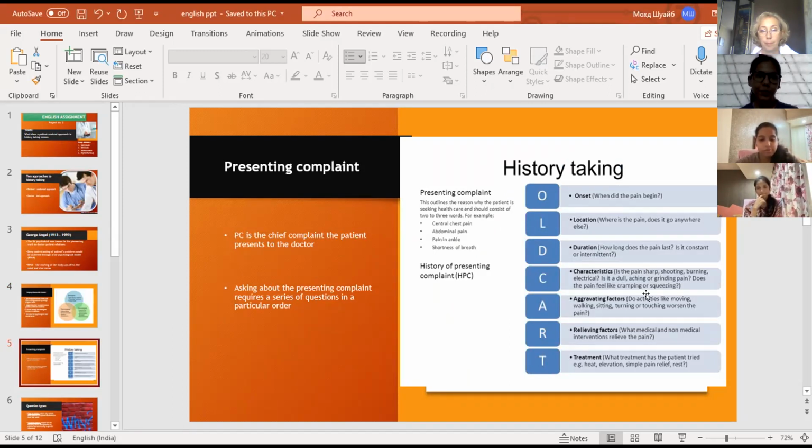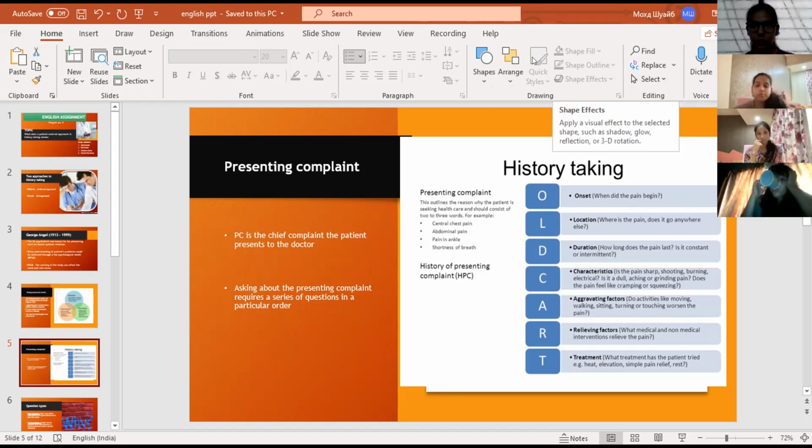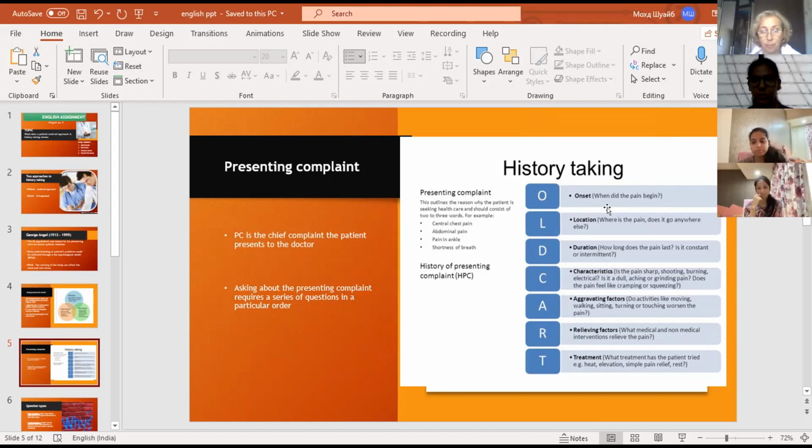Ma'am, if we talk about history taking, we have many models. In our previous class, you told us about the Socrates model, and the other one is the OLD CART model. In the OLD CART model, O stands for onset. The doctor asks about their symptoms, like pain: when did the pain begin? L stands for location: where did the pain begin? And D stands for duration.